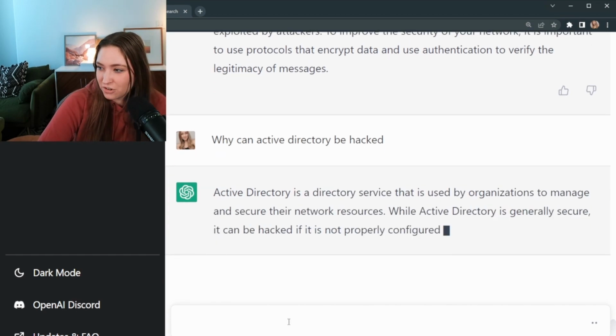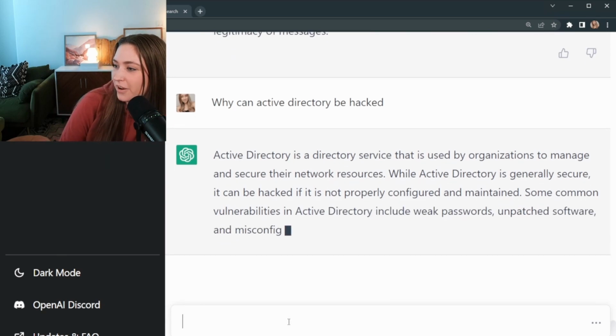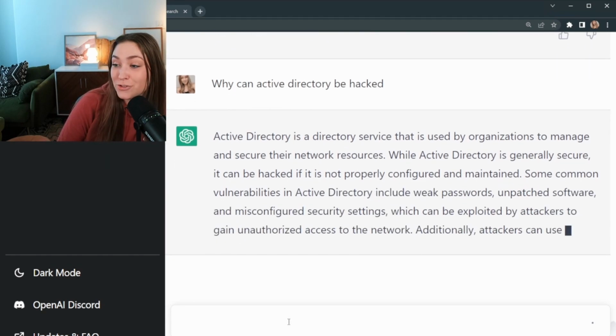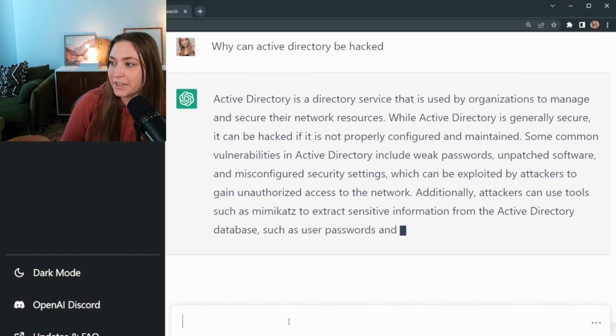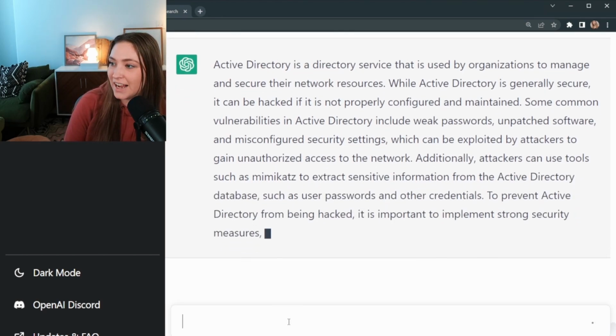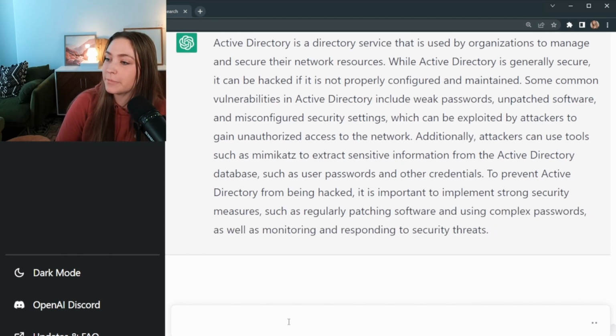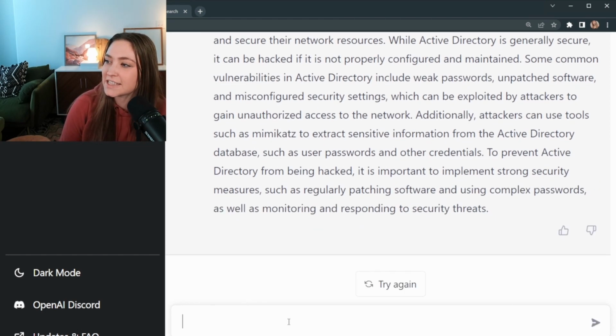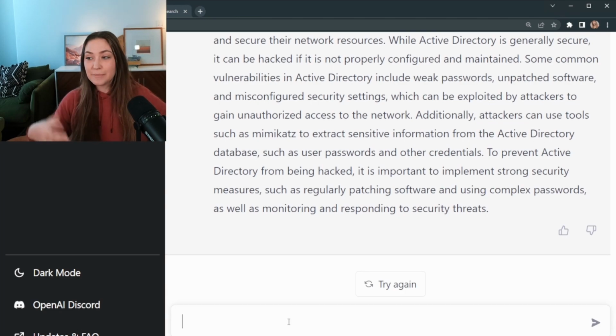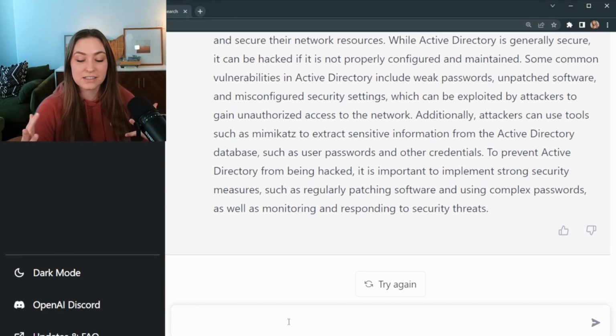It's giving us a general description about Active Directory, and it says, while generally secure, it can be hacked if not properly configured and maintained. Some common vulnerabilities in Active Directory include weak passwords, unpatched software, and misconfigured security settings, which can be exploited by attackers to gain access to the networks. Additionally, attackers can use tools such as Mimikatz to extract sensitive information from the Active Directory database, such as user passwords and other credentials. Okay. Here it listed Mimikatz.